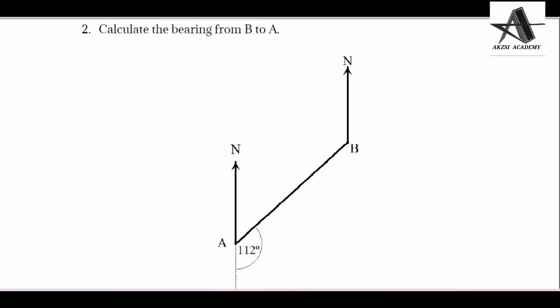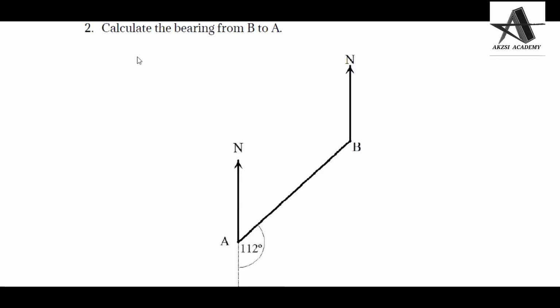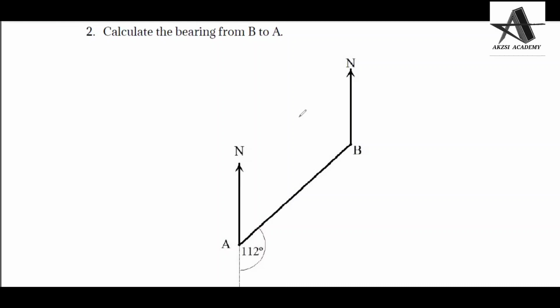Okay, let me see. It says calculate the bearing from B to A. From B, that means we have to start from B till we reach A. That means this whole angle is the bearing from B to A, right? To calculate this, first we can calculate this one. We know this whole adds up to 180 degrees. That means only this part is going to be 180 minus 112, which will be 68 degrees.